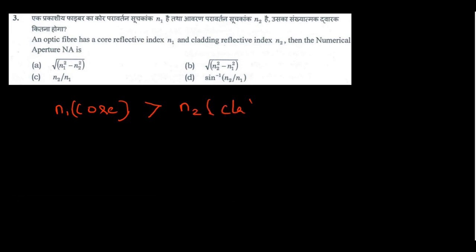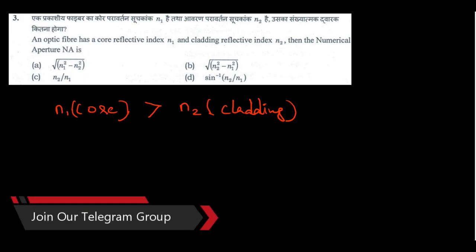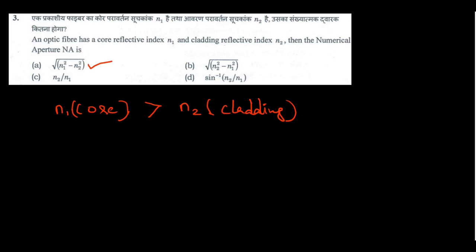Next question. An optical fiber has a core refractive index n1 and cladding refractive index n2. Then the numerical aperture is, first of all, for an optical fiber, the refractive index of the core should be greater than that of the cladding, that is n2. Numerical aperture means the ability of an optical fiber to collect light. That is given by the equation square root of n1 square minus n2 square.